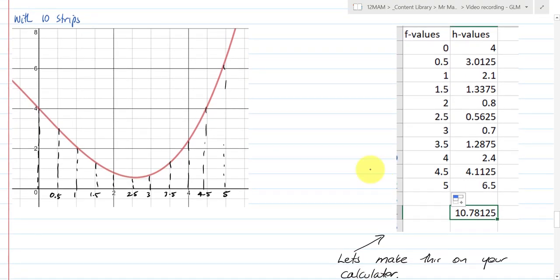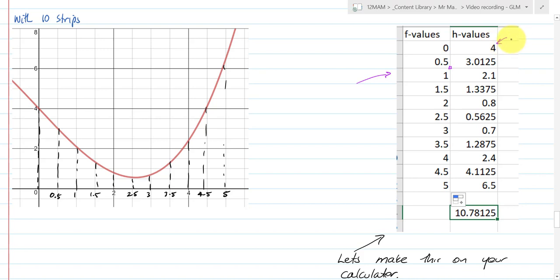Here, I've had Excel do it for me, and that's pretty easy to do. For my x values, I just started with typing 0. Then I can type 0.5 in here, and a little box appears. I can highlight these two, grab that little box, and drag it down. It will predict what I want it to do. And then my height values, I just put into here.